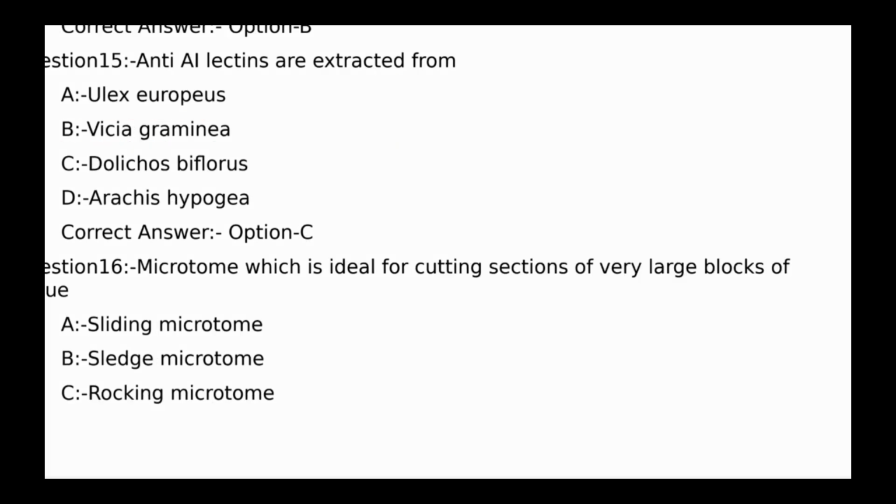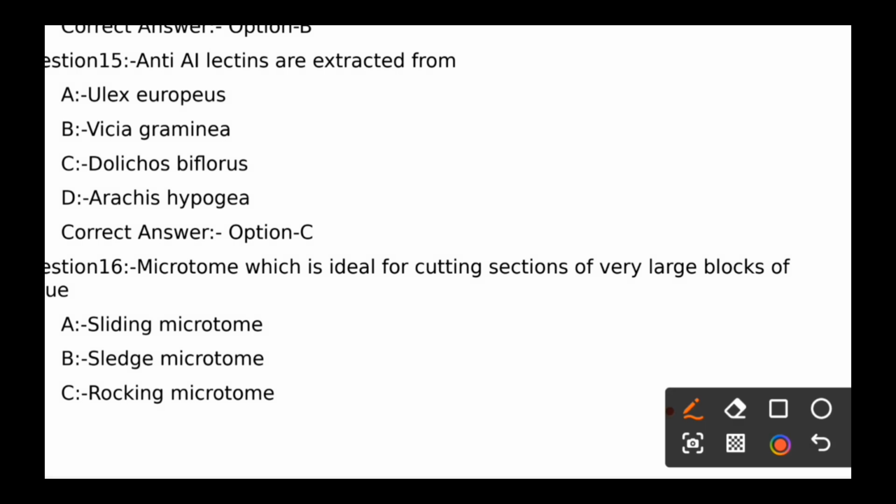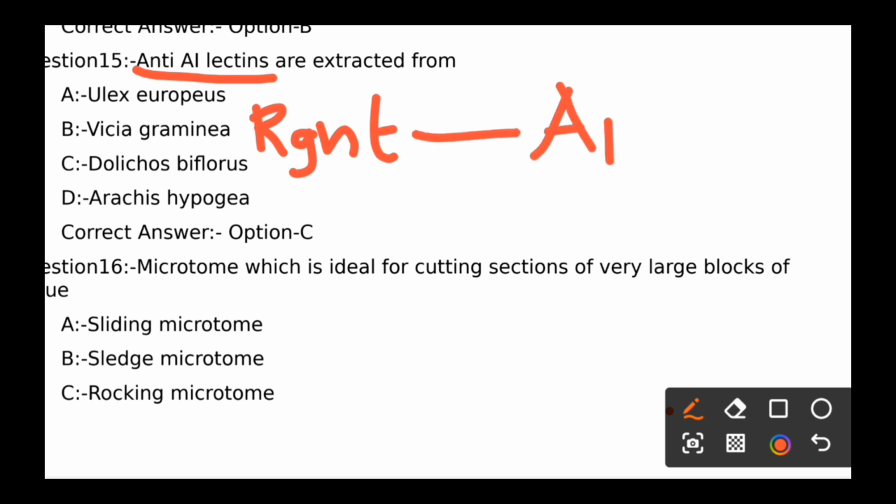Question number 15. Anti-A1 lectins are extracted from option A, Ulex europaeus. Option B, Vicia graminea. Option C, Dolichos biflorus. Option D, Arachis hypogea. Anti-A1 lectin is the reagent used to distinguish A1 red cells from other subtypes of red cells, such as A2, and it is extracted from a seed known as Dolichos biflorus. So the right answer is option C, Dolichos biflorus.